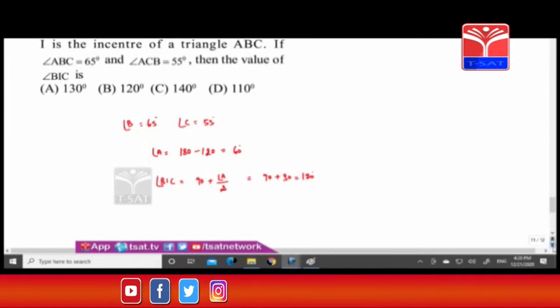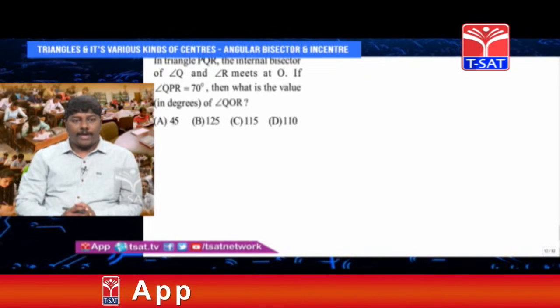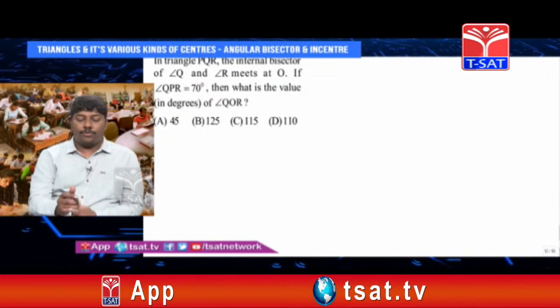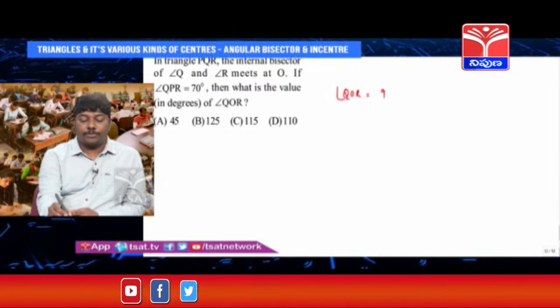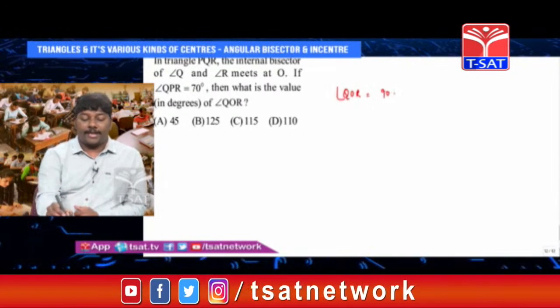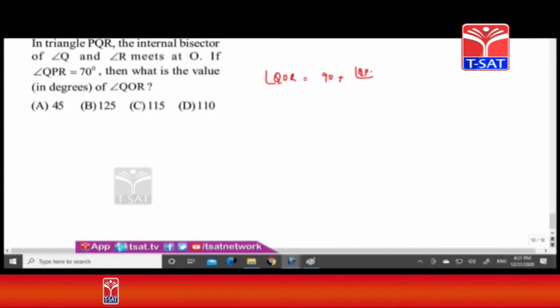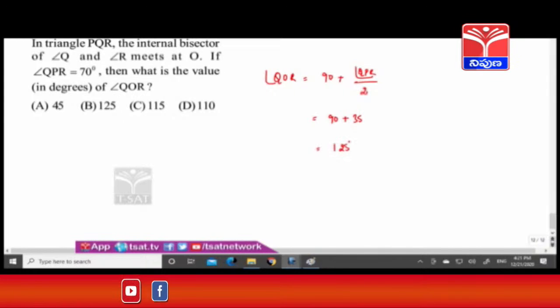Look at the next question. In triangle PQR, the internal bisectors of Q and R meet at O. If angle QPR is equal to 70, then what is the value of angle QOR? We know when two internal angular bisectors meet, QOR is 90 plus angle P by 2. Angle P here is QPR. So it's 90 plus 70 by 2, which is 35. 90 plus 35 is 125 degrees.